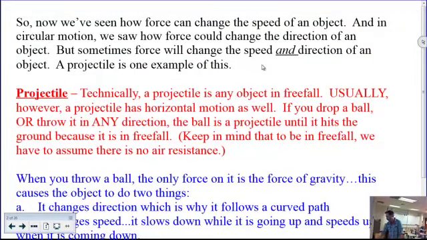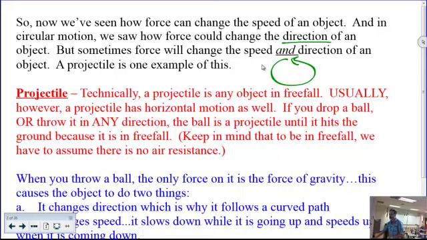So far we have seen how force can be used to change the speed of an object, right? You can push an object to make it go faster, push an object to make it go slower. Last section, we saw how force could be used to change the direction of an object, right? If it's going in a circle, then your force is changing the direction. But sometimes force will change both the speed and the direction of an object, and a projectile is one example of that.